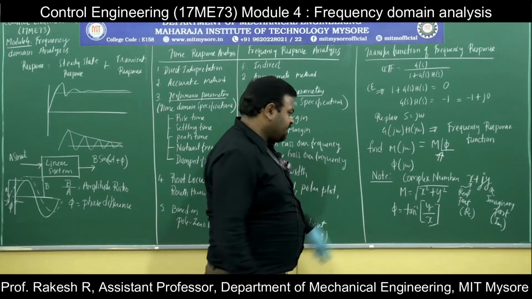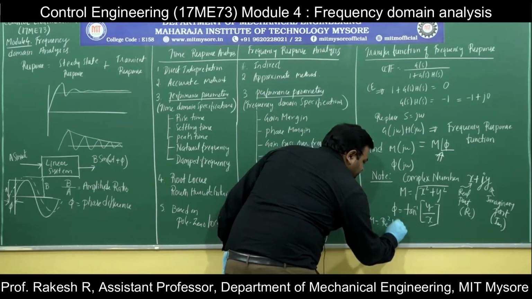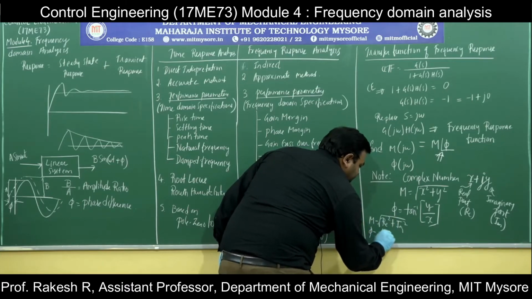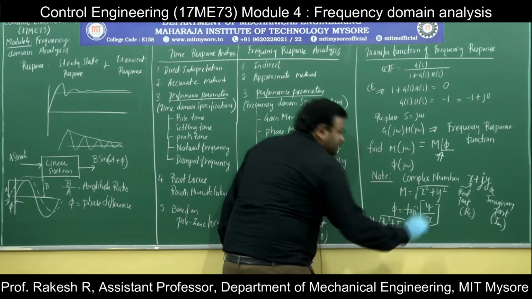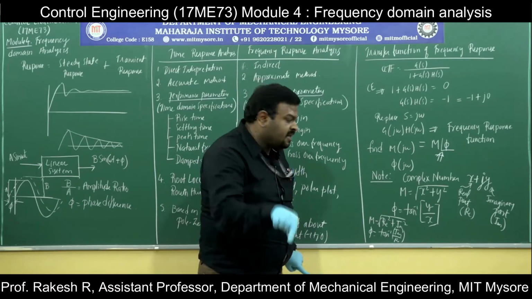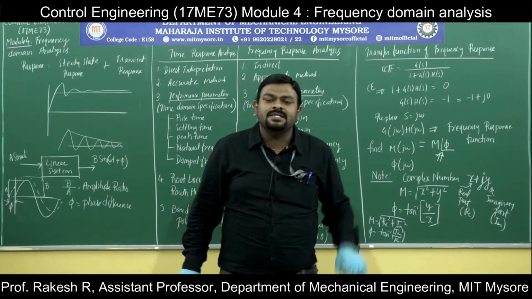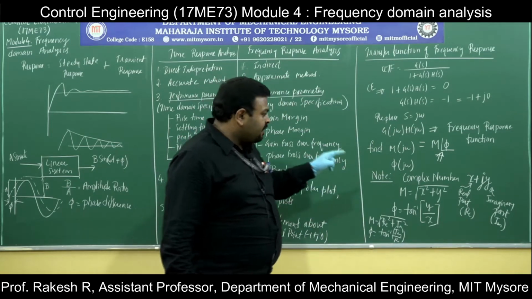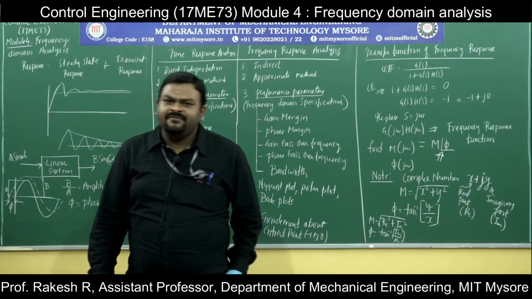For interpretation, directly I will write: magnitude will be square root of real part square plus imaginary part square, and phase angle will be tan inverse of imaginary part by real part. Why do we need to find magnitude and phase angle? That itself is a solution or a transfer function for the given frequency response. That is very important here. So like this, we will be calculating magnitude and phase angle.